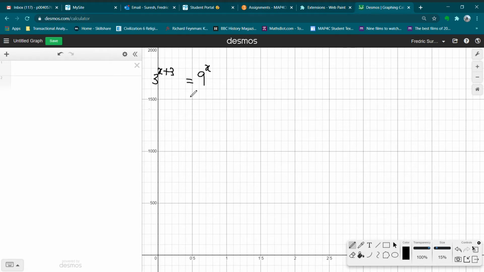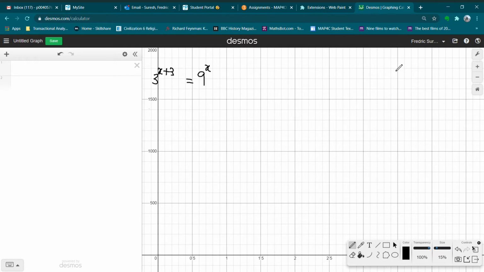Guys, in this video, we are going to use Desmos to solve exponential equations. So I have this example here, which is 3 to the power of x plus 3 equals 9 to the power of x. To solve an equation like that, I'm going to break this up.